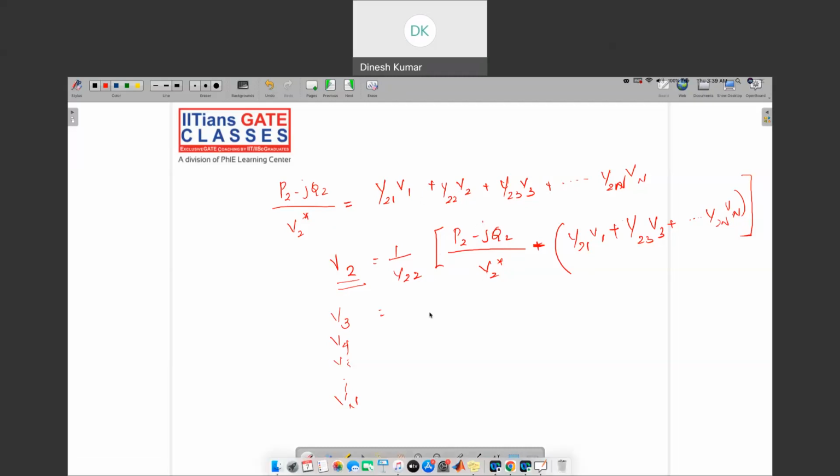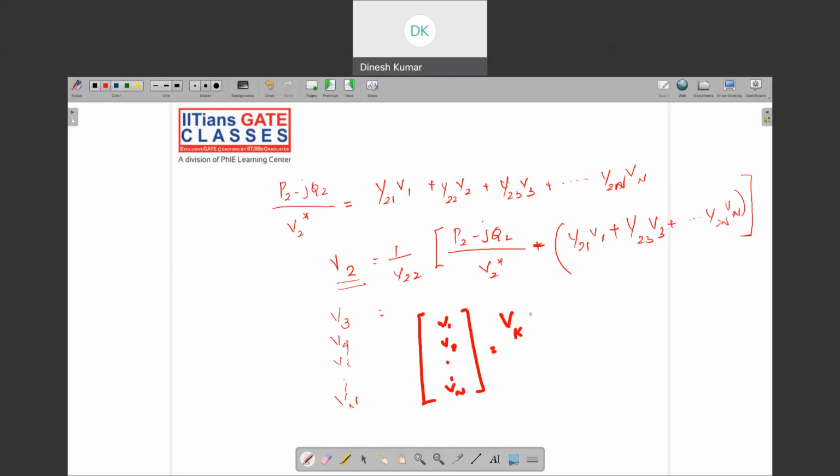So we'll get a set of equations like this: V1, V2, etc., up to Vn. Right. The set of equations can be represented in this particular form. So we can write Vk as 1 by Ykk into (Pk minus JQk by Vk star) minus the sum over n equal to 1 to n, n not equal to k, of Ykn Vn. Right, so this equation can be represented in this particular form.